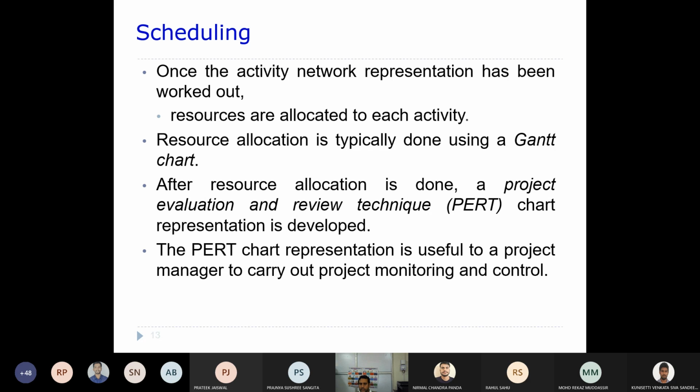By this technique we try to evaluate the project, and then you review the project, whether everything is going under control or not, or whether we are making the progress as per what we thought before. PERT chart representation is useful to project managers to carry out project monitoring and control.